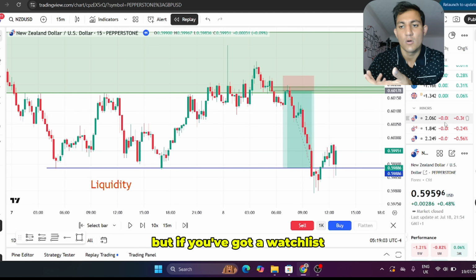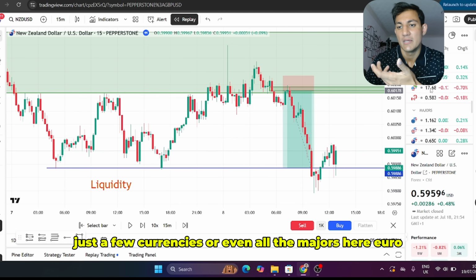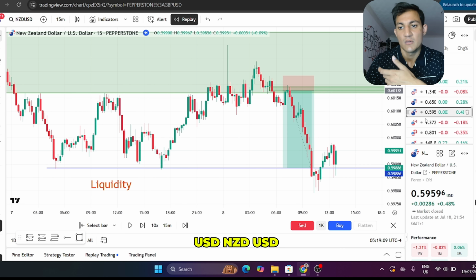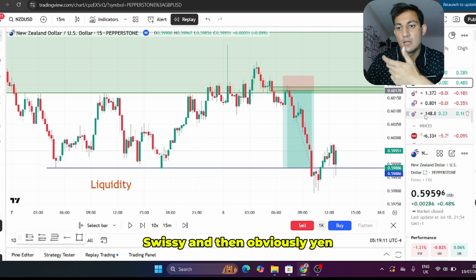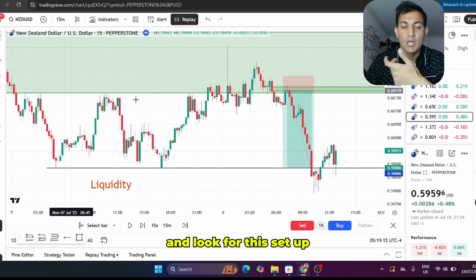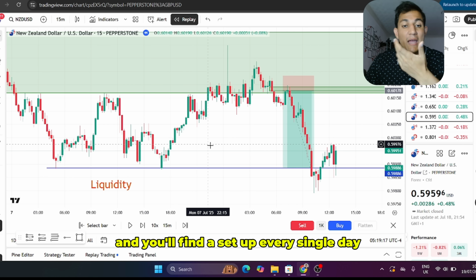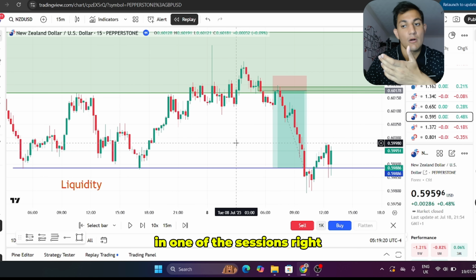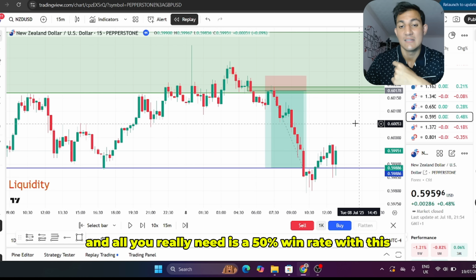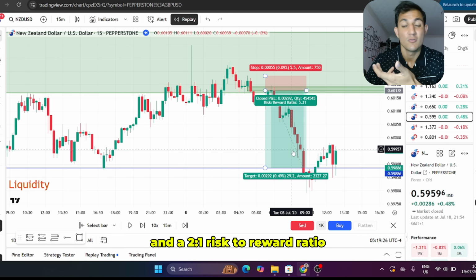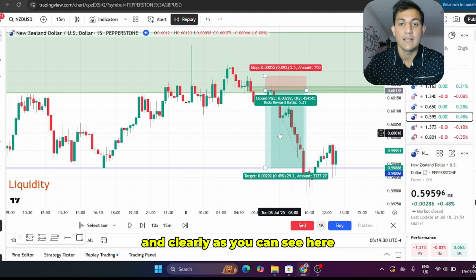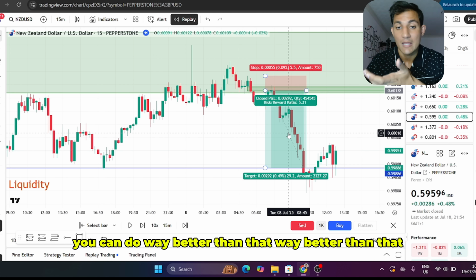But if you've got a watch list of just a few currencies, or even all the majors here, Euro dollar, GBP USD, AUD USD, NZD USD, CAD, Swissy, and then obviously yen, if you just use all these and look for this setup, you'll find it. You'll find a setup every single day in one of the sessions, in one of these pairs. So if you look hard enough, you'll find it. All you really need is a 50% win rate with this and a 2 risk to reward ratio, and you can become profitable and you can become rich. And clearly, as you can see here, you can do way better than that.